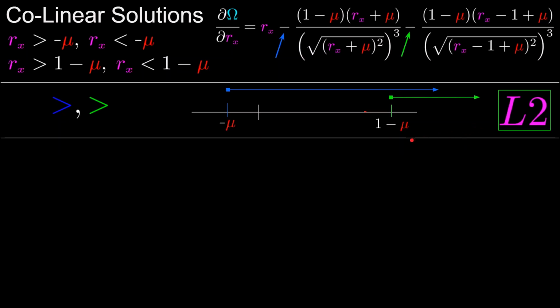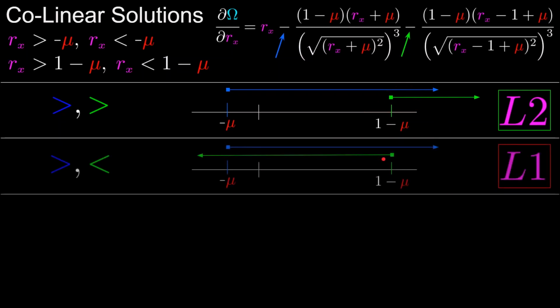So we don't know what the value is yet, but we know that it must be on the right side of the smaller of the bodies. Next up, we evaluate rx greater than minus mu and rx less than 1 minus mu, which corresponds to a solution that will be in between the bodies, which is L1. And in this case, since rx minus 1 plus mu will be negative, we will switch this negative sign to a positive before simplifying the expression.